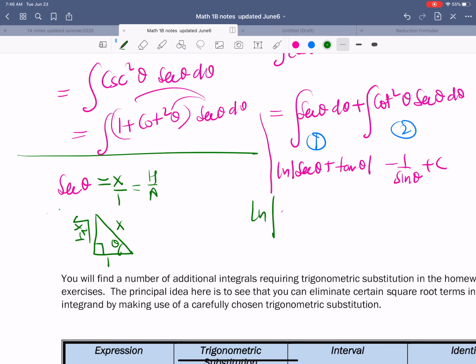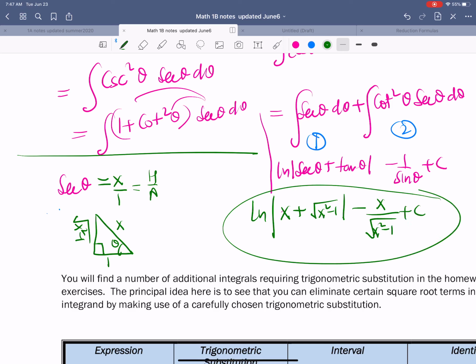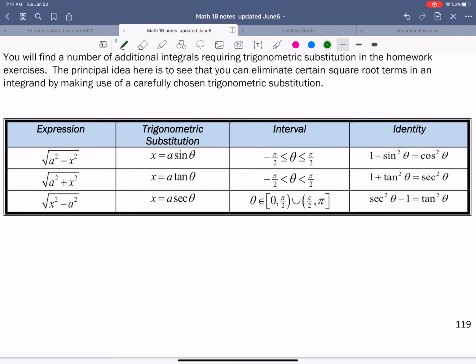So we are ready to plug our values in. Secant theta was equal to x. Tangent theta here would be opposite over adjacent, which is the square root of x squared minus 1. And sine theta is opposite over hypotenuse, so the reciprocal of sine theta would be x over the square root of x squared minus 1, plus c. And that's what we are ending up with. Again, to summarize, remember your trig identities.